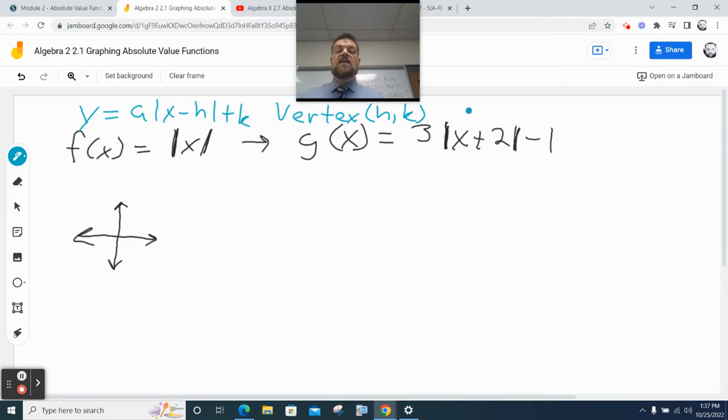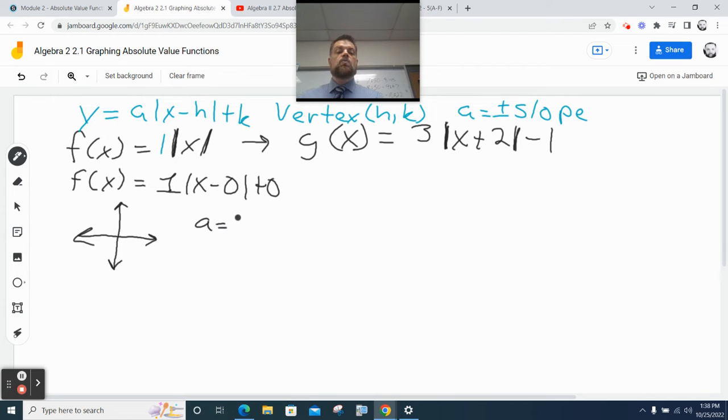And we also know, what did I say a was? It's plus or minus the slope. Right? I know that. So what does that mean? Well, let's look at this one. What's the slope here? Well, there's a 1, right? In other words, can I rewrite this f of x? I'm going to rewrite it, and then I'm going to ask you if it's the same. x minus 0 plus 0. So then that means that a equals 1, h equals 0, k equals 0. So my vertex is 0, comma 0.